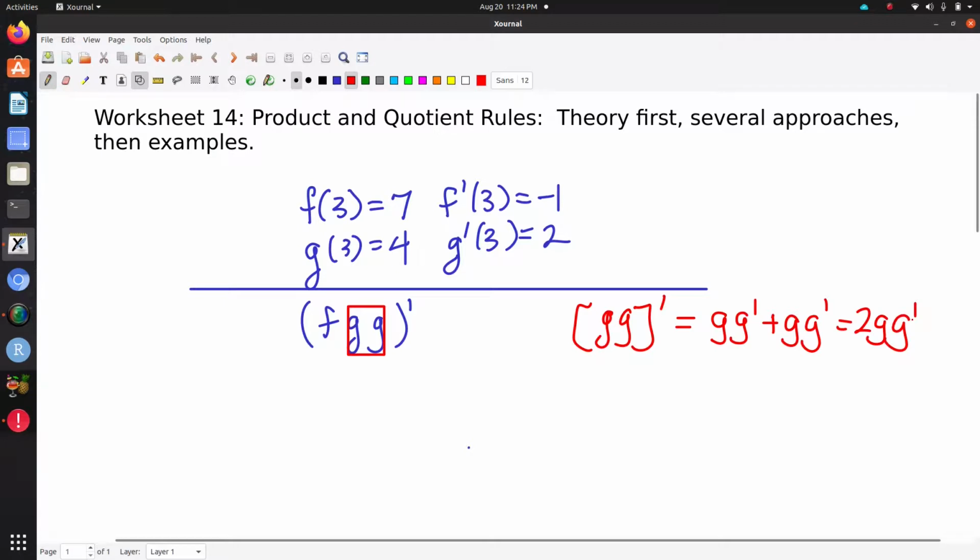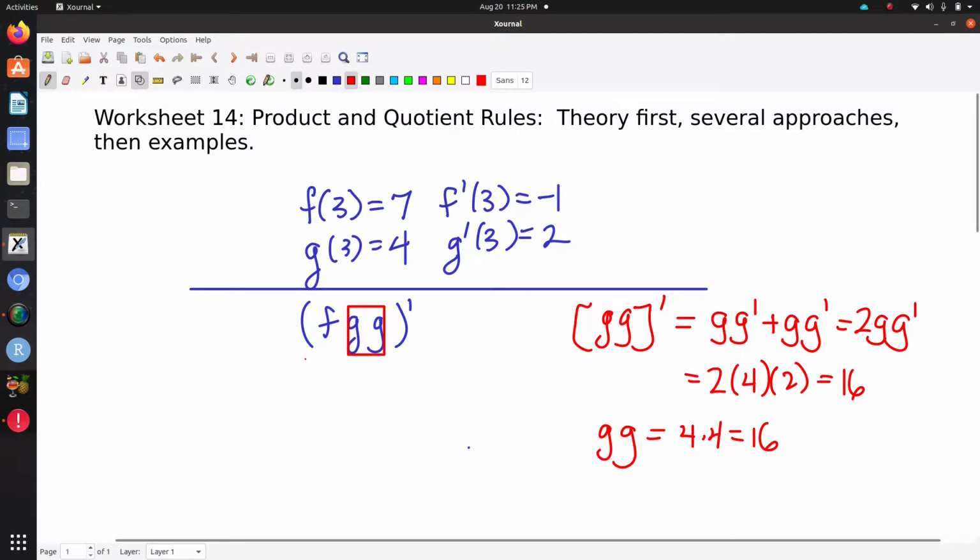And in that case, we have the g and the g prime, so it's just going to be 2 times, all at 3. g of 3 is 4. g prime of 3 is 2. So that's going to be 16, right? So we have that piece figured out. Now we also have to know what g times g without priming is, and that's just 4 times 4, which is, ironically, also 16. It's coincidental.